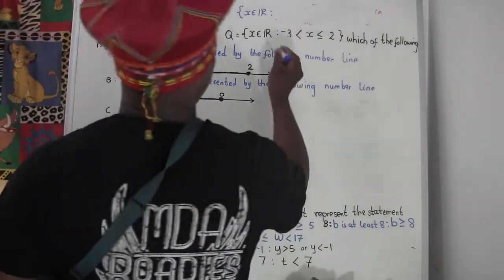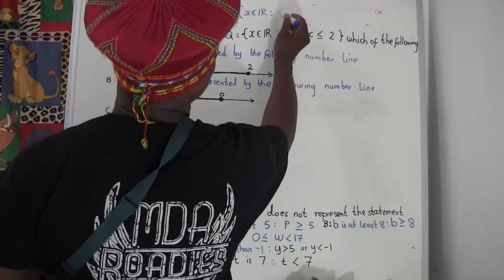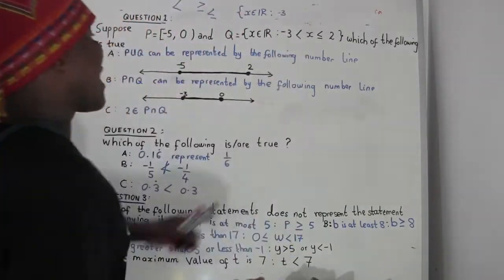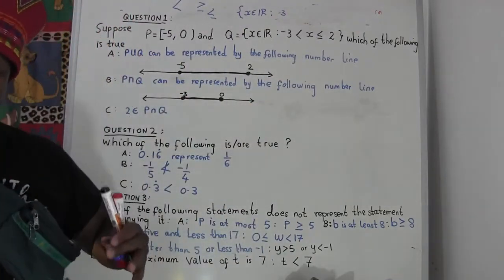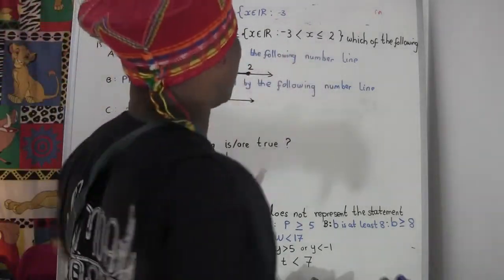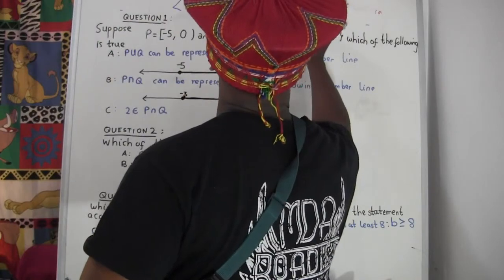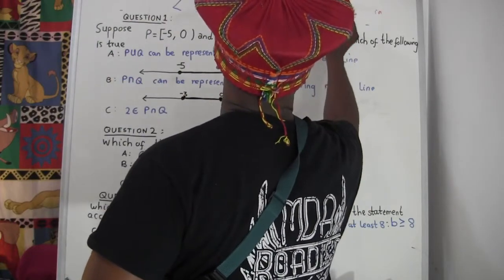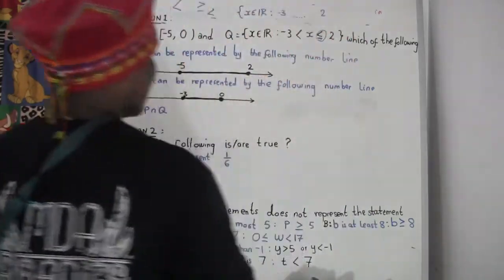For example, here x is an element of the real numbers, and we start with -3 but exclude it, so you could start from -2.999 and go all the way to exactly 2. Why? Because this sign here means including.